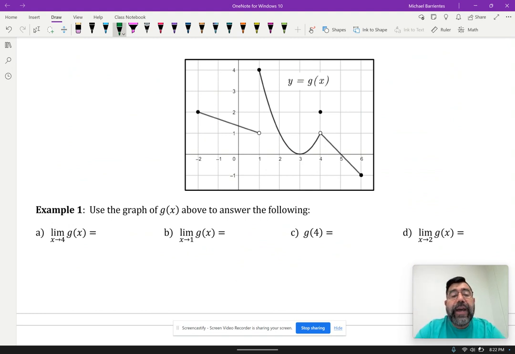So we're looking at the graph of a function. Remember that a function can be given to us in terms of a graph, in terms of a table, or in terms of an equation. In this case, they give us the graph, and the name of the function is g of x. So it says, use the graph of g of x above to answer the following questions. We have 4 limit statements. We're going to start with the first one.